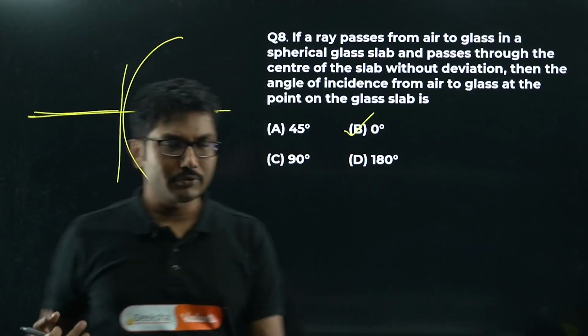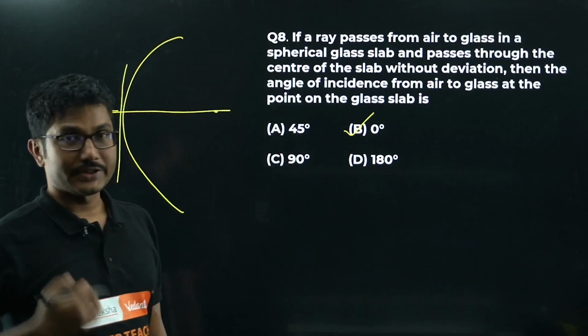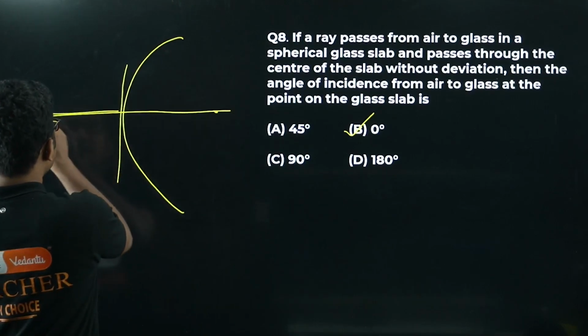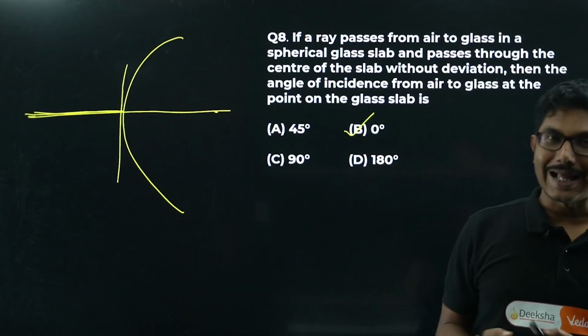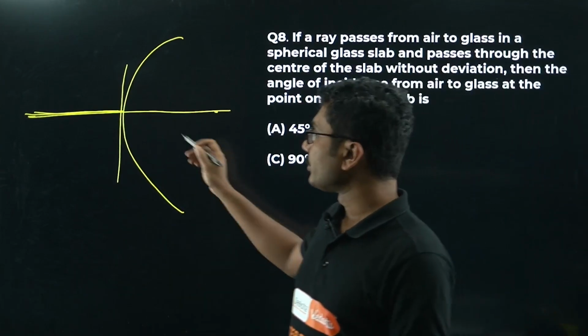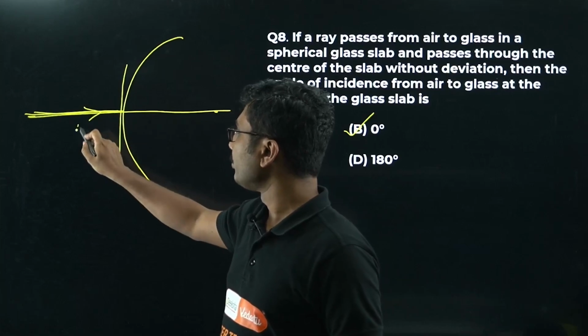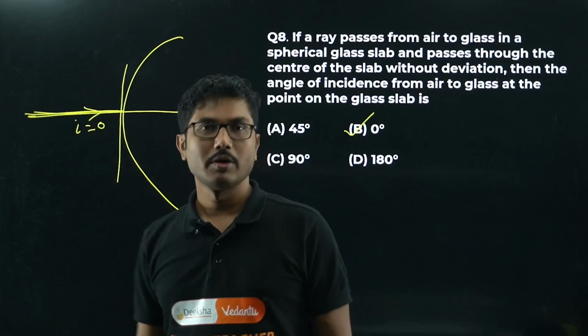Be very careful. Normal incidence does not mean the angle of incidence is 90 degrees. Normal incidence means it is falling normally, along the normal. So along the normal means we measure the angle with respect to the normal, right? So that's why the angle of incidence should be equal to 0.